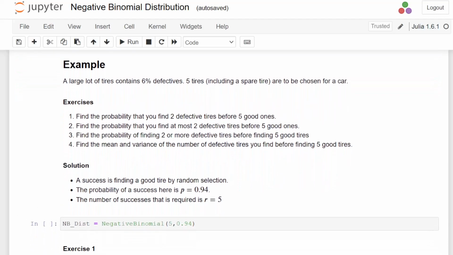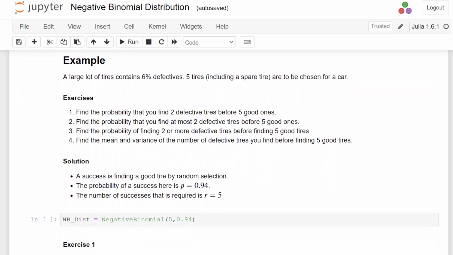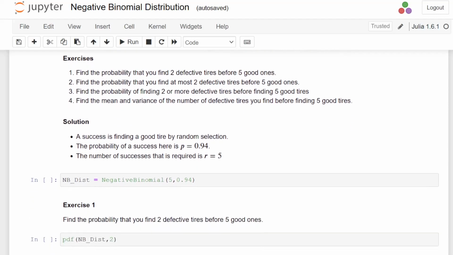Now, find the probability that you find 2 defective tires before you find 5 good ones. Find the probability that you will find at most 2 defective tires before you find 5 good ones. Find the probability of finding 2 or more defective tires before finding 5 good ones. And what is the mean and the variance of the number of defective tires before you find 5 good tires?